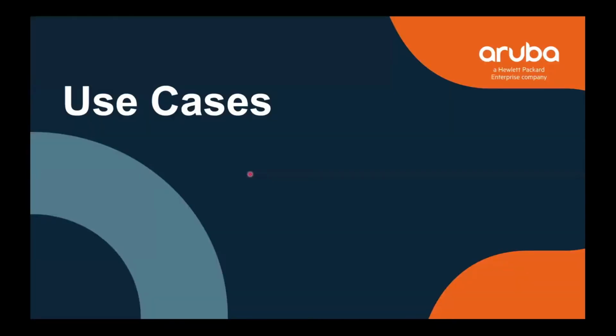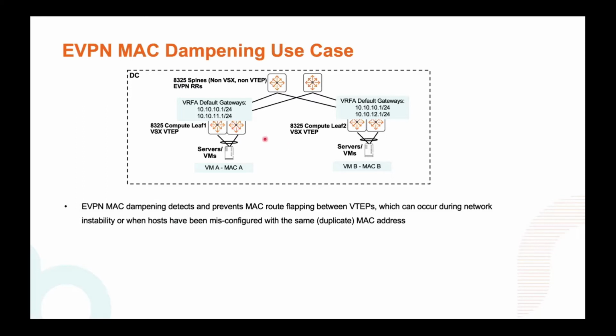Use cases. Basically, it really helps prevent the MAC flapping, like I said before, between the VTAPs, if there's network instability or when hosts have been misconfigured with the same MAC address. For example, in a DC, a VM shouldn't do vMotion that many times within a few minutes. So by default, we are monitoring it for 180 seconds with a counter of 5. That means if it doesn't vMotion 5 times within 180 seconds, we don't think it's a problem. So that's normal, right? But if there's excessive vMotion, it should be a problem. So that's my point.